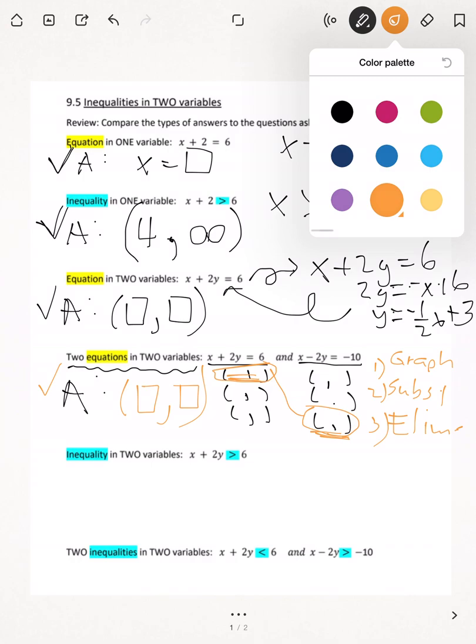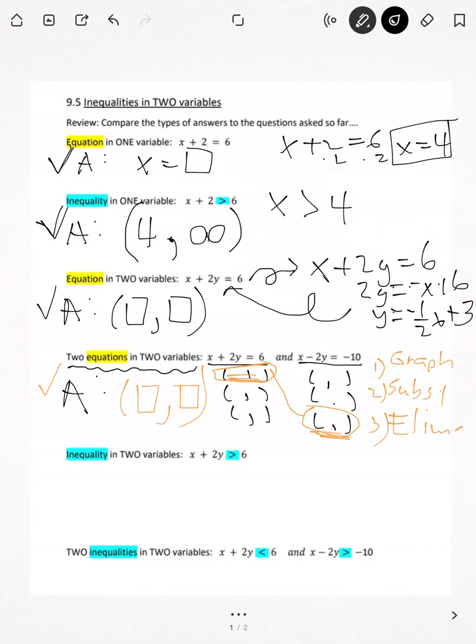We're ready to start exploring the next thing that we're talking about today. We want an inequality in two variables. Well, it does have something in common with the second one, an inequality in one variable, in that there'll be lots of answers. And it does have something in common with the third one, an equation in two variables, where there'll be lots of ordered pairs. So let's think about this for a minute.